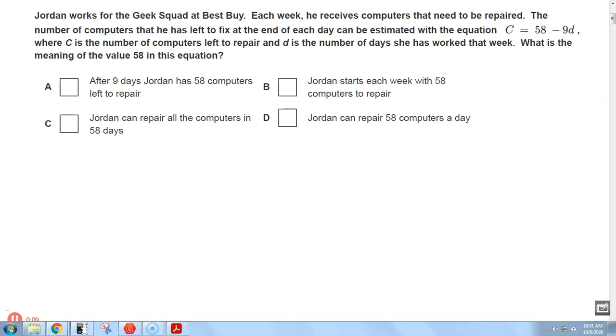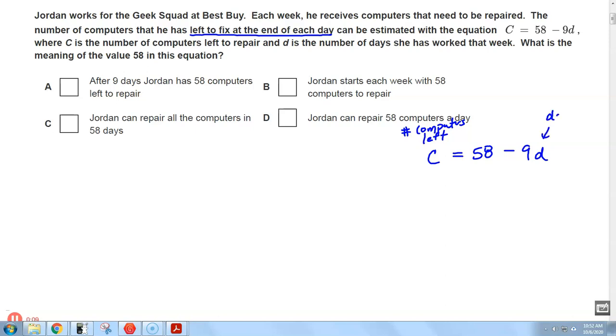So Jordan works for the Geek Squad at Best Buy. Each week he receives computers that need to be repaired. The number of computers he has left to fix at the end of each day can be estimated with an equation: C equals 58 minus 9D. C is the number of computers left. That word is important. It's not the number that they've completed, it's the number left. And D is the number of days that she has worked.